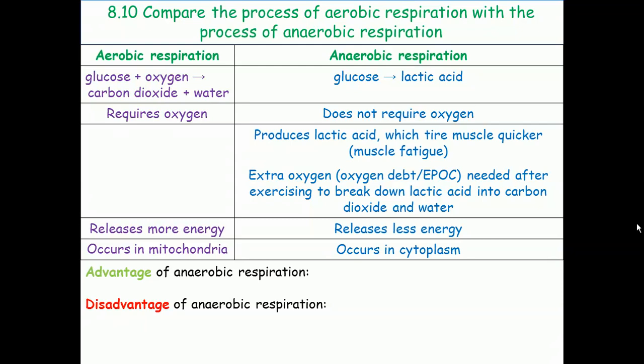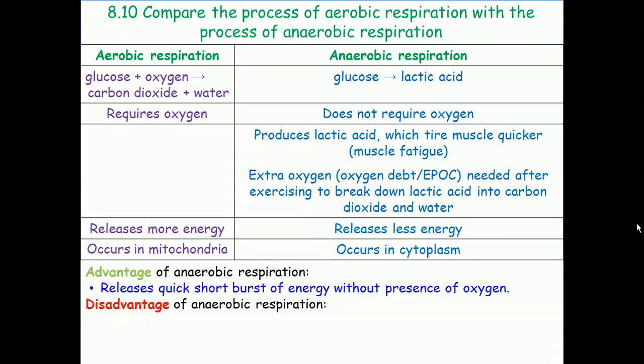Now, one big difference between aerobic and anaerobic respiration is that aerobic respiration releases a lot more energy than anaerobic respiration. Also, because it requires oxygen, most of the reaction happens in the mitochondria, whereas anaerobic respiration only occurs in the cytoplasm. So if you release more energy doing aerobic respiration, what's the advantage of doing anaerobic respiration? What's the point? Why not just do aerobic respiration all the time?